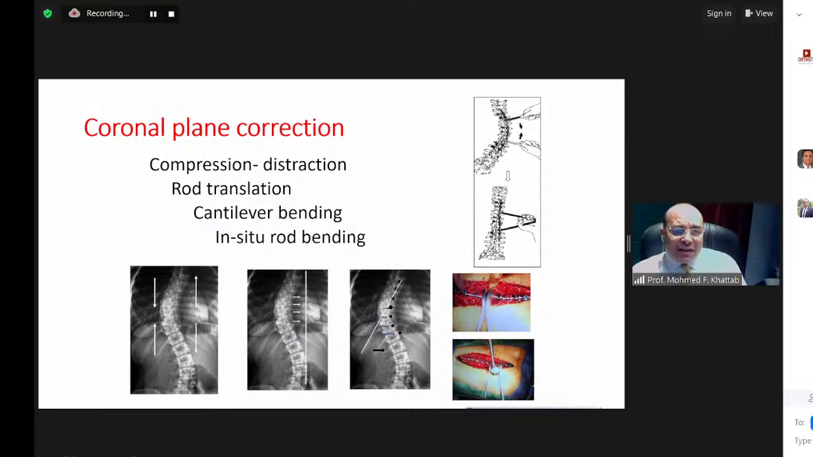Rod translation is a nice technique. Cantilever bending is useful. In situ bending by the coronal in situ bender, like the intraoperative photo that we put here, and we use it to translate the apical vertebrae to the midline.